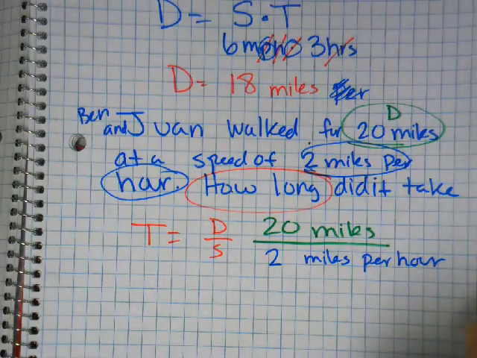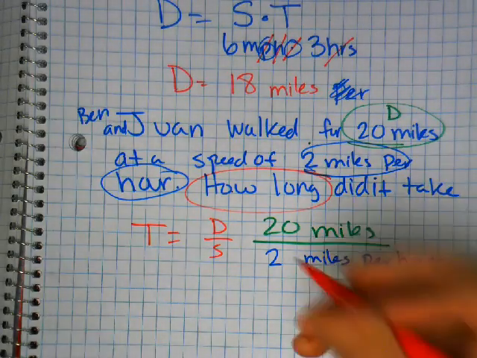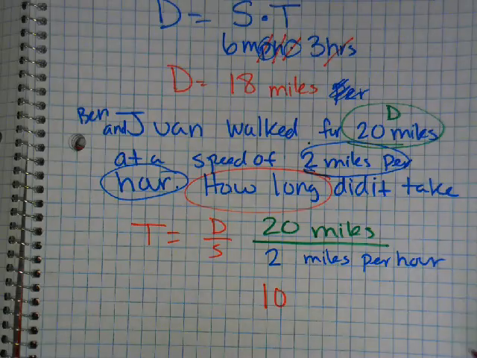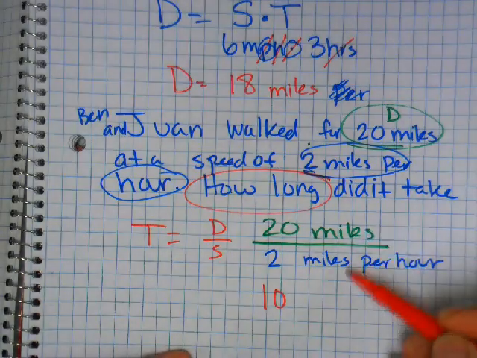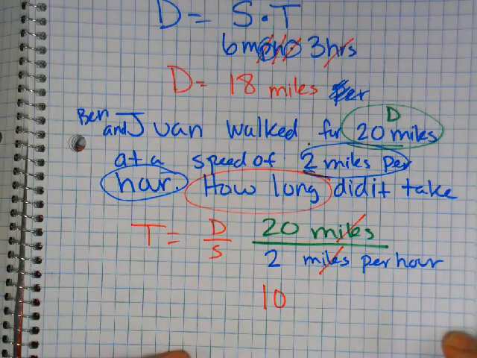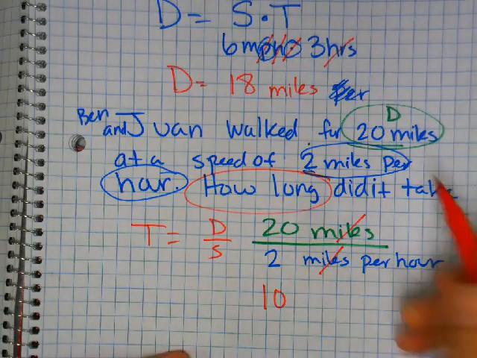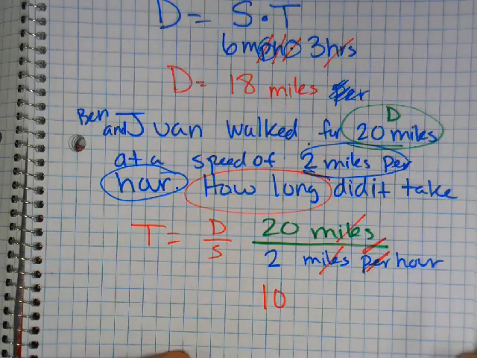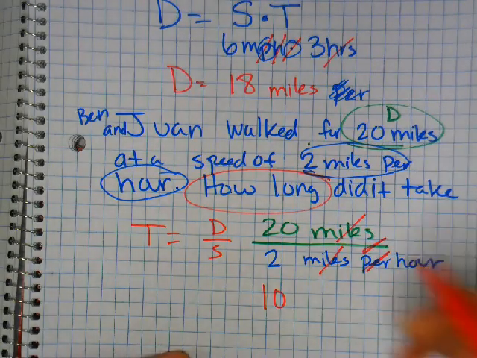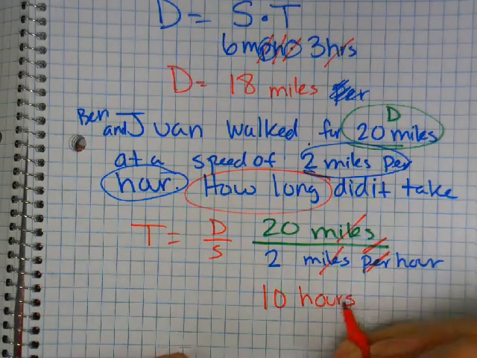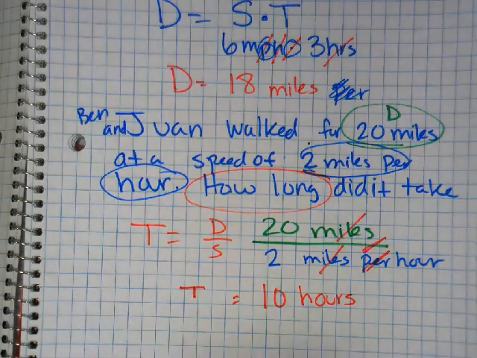Hence, what's 20 divided by 2? 10. So we all know it's 10, right? Again, I'm not worried about doing the math. I'm worried about the units. So, do you see what repeats? The miles. So, cross them out. You don't use them. If they repeat, don't use them. The division and the division. 10 hours. So, their time is 10 hours.